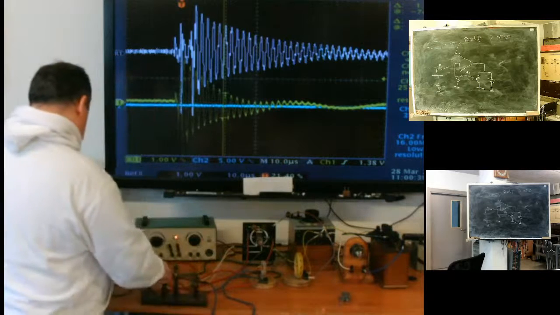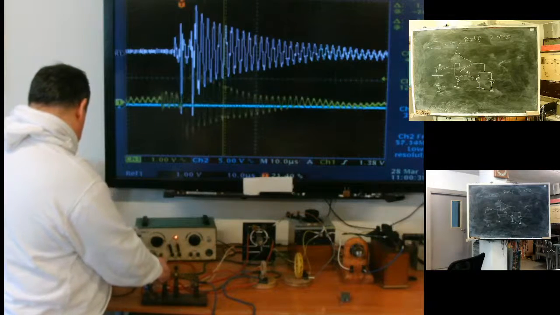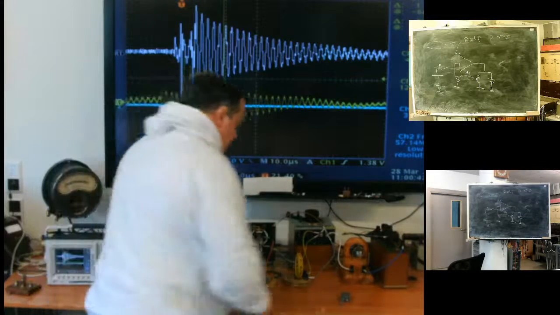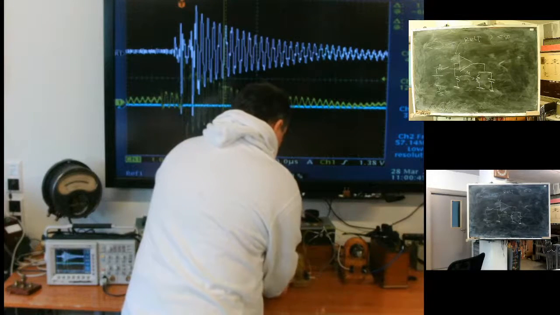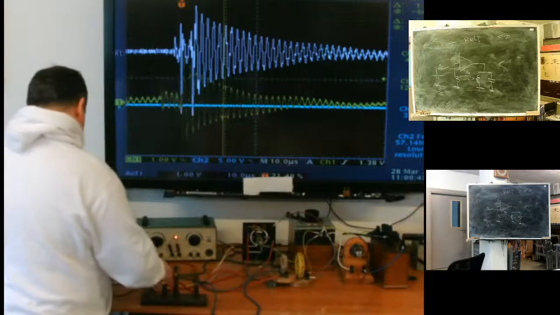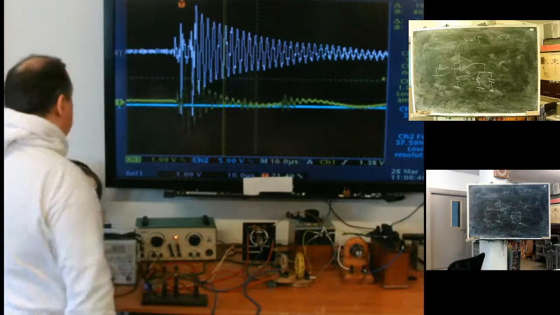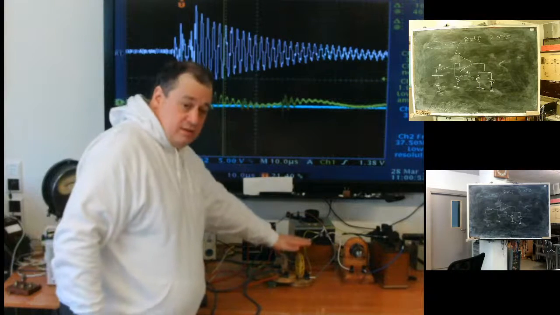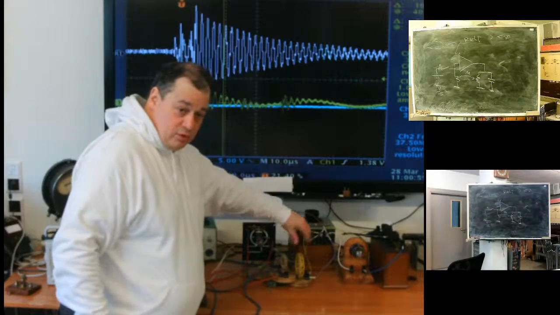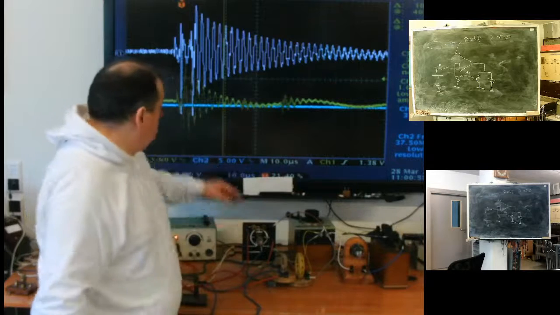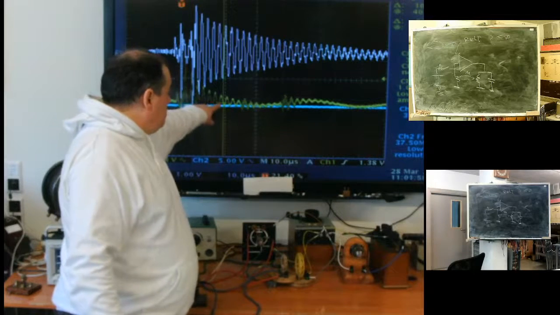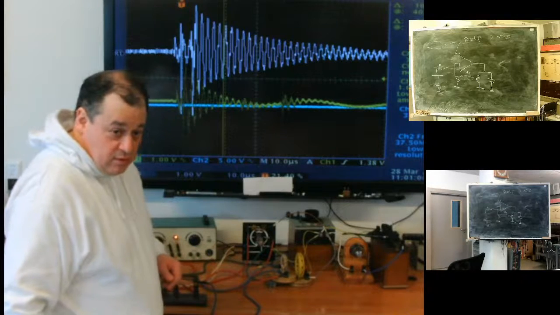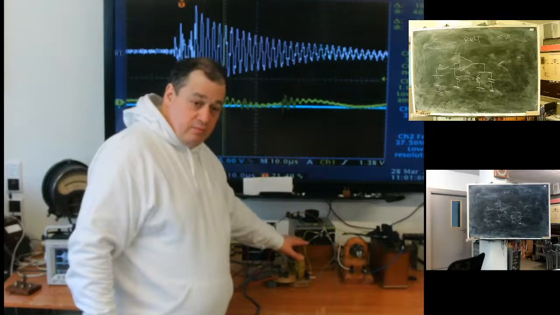For comparison, average coupling. Let's say average coupling. This one is average. And the strong one. The stronger the coupling between coils, the faster the process comes to a still. The system becomes more stable.